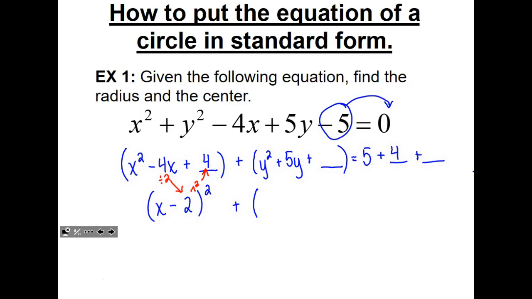The second one's a little trickier. You're going to have a y, you're going to have a plus. It's a little trickier because you've got an odd number. So whenever I do this, Matt, what number will I get to go right here? What were you doing to try to find that number?